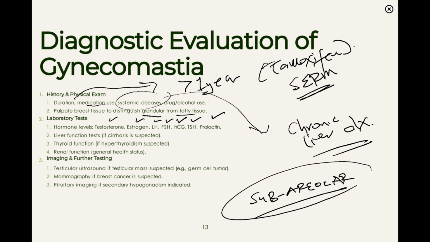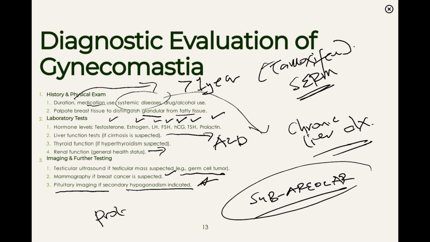Liver function tests, especially in patients with suspected alcoholic liver disease, and then thyroid function tests in these patients. Of course, renal function tests. So imaging can be very supportive. Testicular ultrasound, if a testicular mass is suspected, will help in screening for germ cell tumors. And then mammography if breast cancer is suspected based on palpation of the breast. And then pituitary imaging if secondary hypogonadism is indicated.